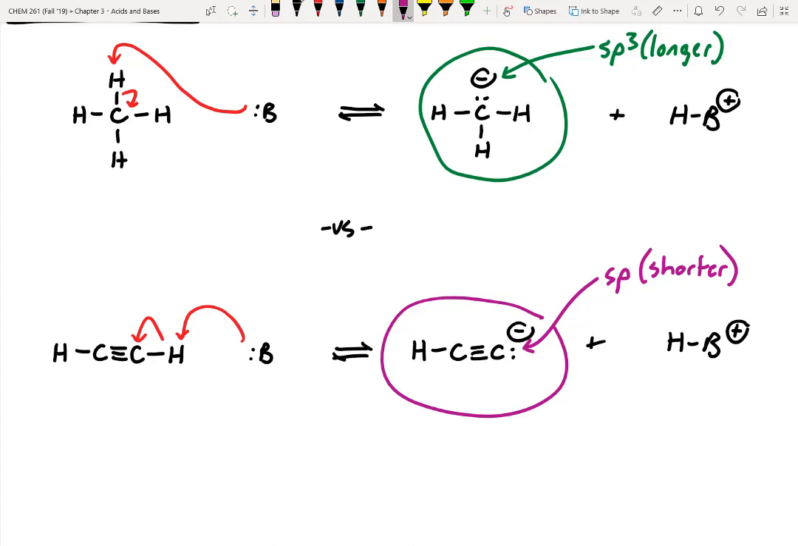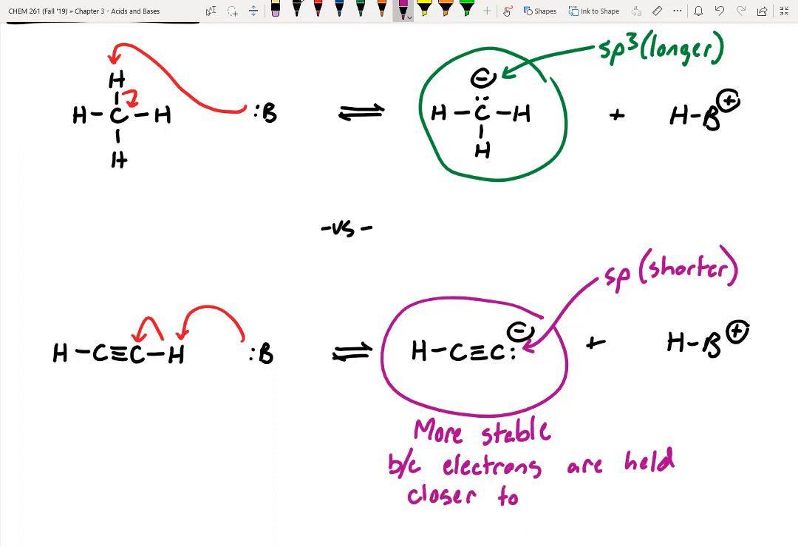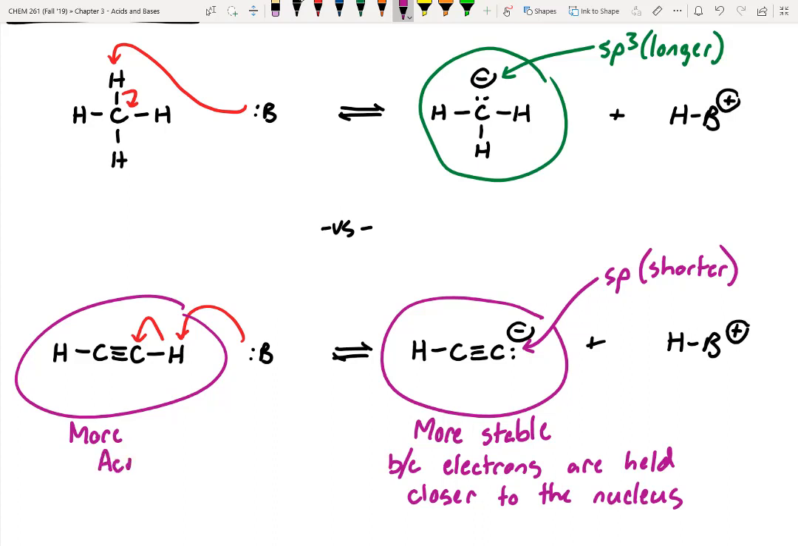So in this case, down here, this is actually more stable because electrons are held closer to the nucleus. That means that this must be more acidic. So it does get a little bit trickier, but typically the shorter orbitals stabilize that negative charge.